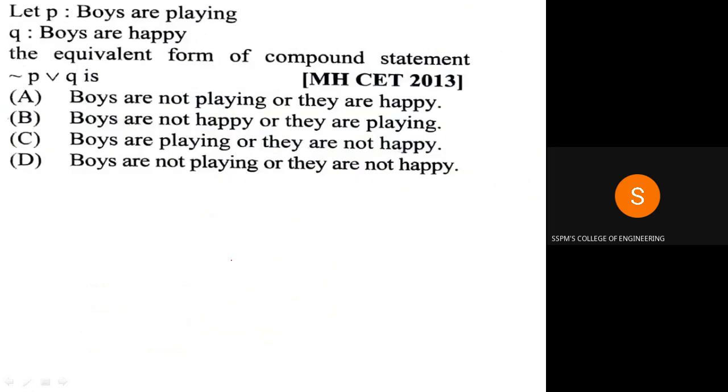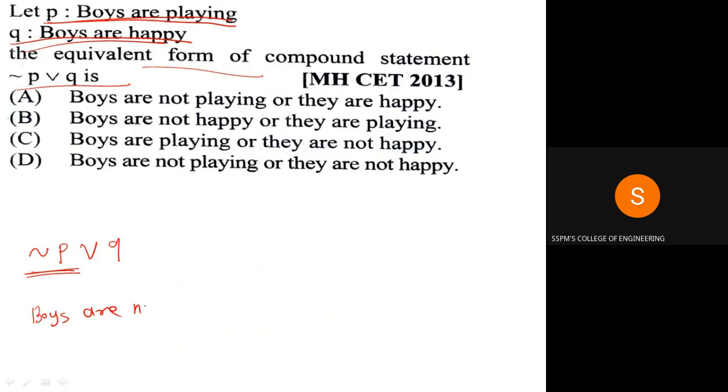Now the next question. What is said? P indicates that boys are playing. And Q means boys are happy. So we have to find the equivalent form of the compound statement: negation P or Q. So what is the negation of P? What is P actually? P is boys are playing. What does the negation of P mean?